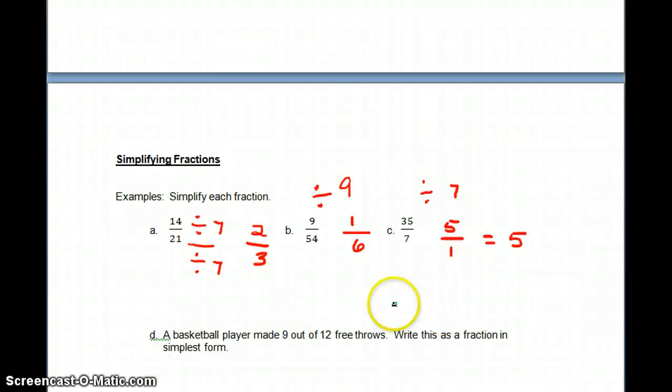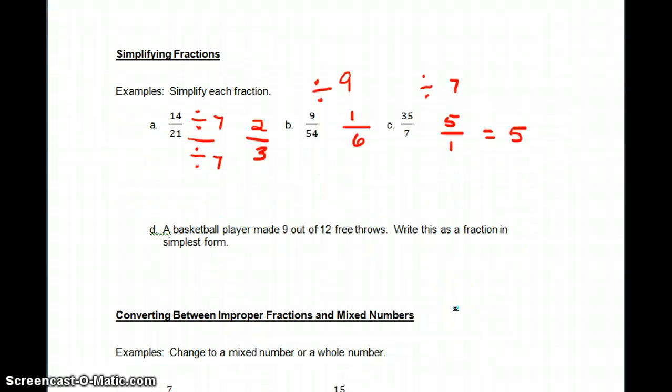Letter D says that a basketball player made 9 out of 12 free throws. First, we would want to write this as a fraction and then simplify that fraction so that we could see the ratio of his free throws. So let's first write this as a fraction.